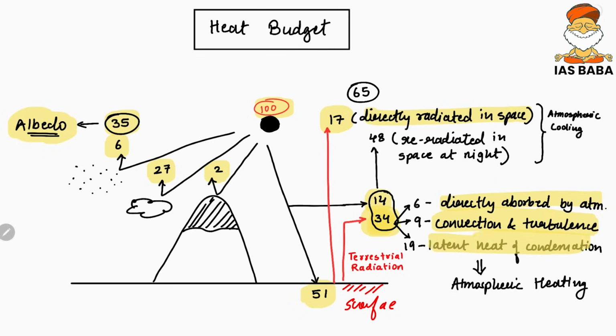Now here, 14 units plus 34 units is 48 units, so 48 units are re-radiated. The 17 units are directly radiated, and the 48 units are re-radiated into space, and ultimately this 17 unit and this 48 unit make it a 65 unit, which causes the atmospheric cooling. So in this case, whatever was the amount of sunlight that had fallen has all escaped or been released back into space.